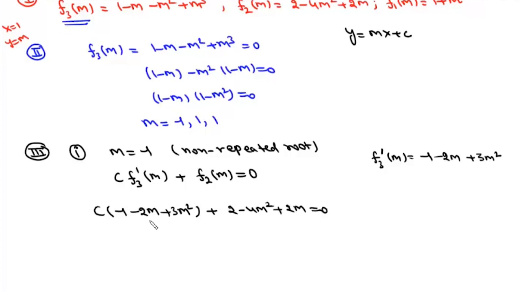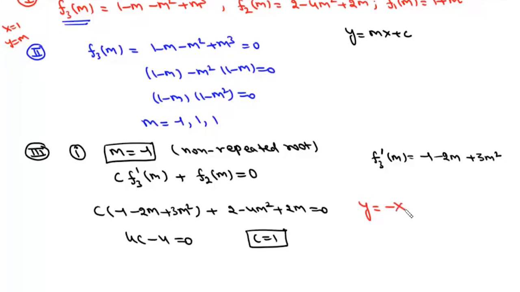Now if we put m as minus 1, it will be minus 1 plus 2 plus 3. So there will be 4c, and here it is 2 minus 4 minus 2, so minus 4 equals 0. So from here we get the value of c as 1. And once we have m and c, we can write the equation of asymptote. So for this case, the equation of asymptote is given by y equals minus x plus 1 or x plus y equals 1. Now we'll come to the second case when the value of m is 1, which is a double root.